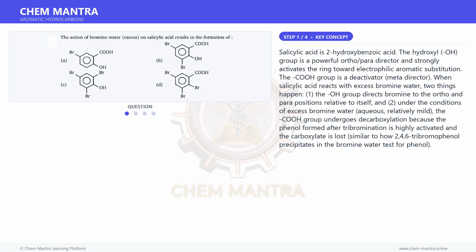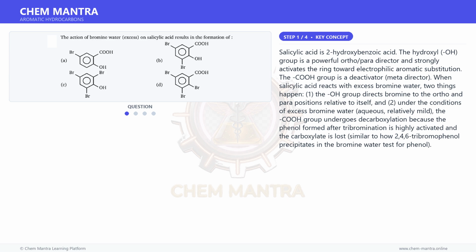The hydroxyl OH group is a powerful ortho-para director and strongly activates the ring toward electrophilic aromatic substitution. The COOH group is a deactivator and meta-director. When salicylic acid reacts with excess bromine water, two things happen. 1. The OH group directs bromine to the ortho and para positions relative to itself.